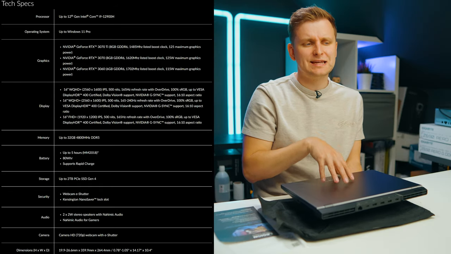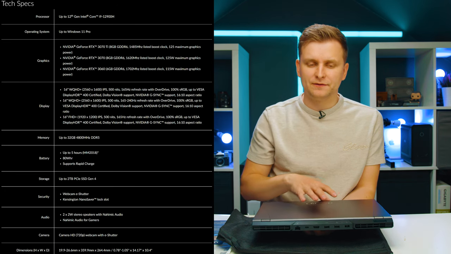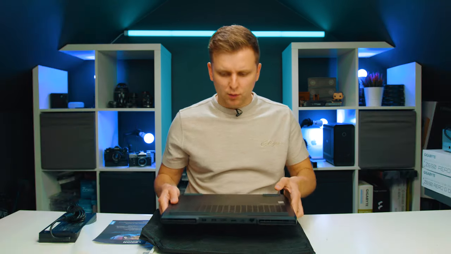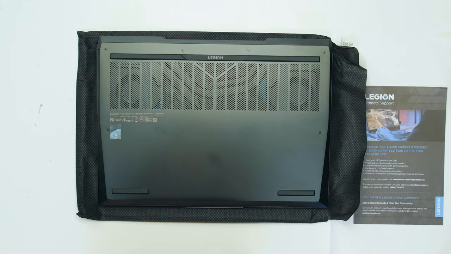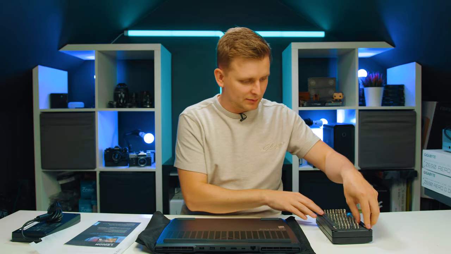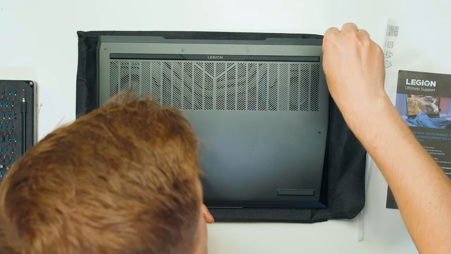The battery is 80 watt hour battery. We have a 720p camera. We don't have any fingerprint readers. But what I want to know is, mostly, what can you upgrade and what's inside the laptop? Probably the most exciting thing about laptop reviews. I love taking them apart and seeing what is actually inside.